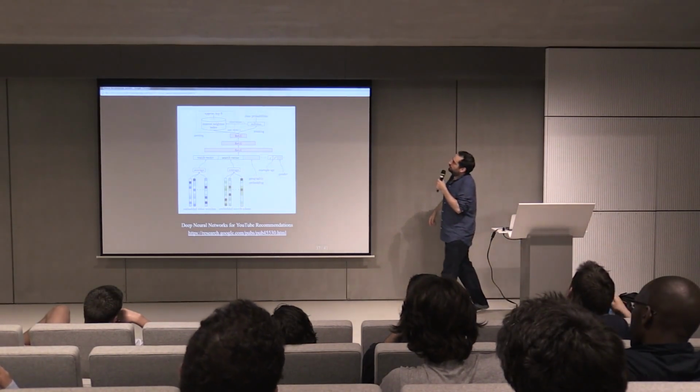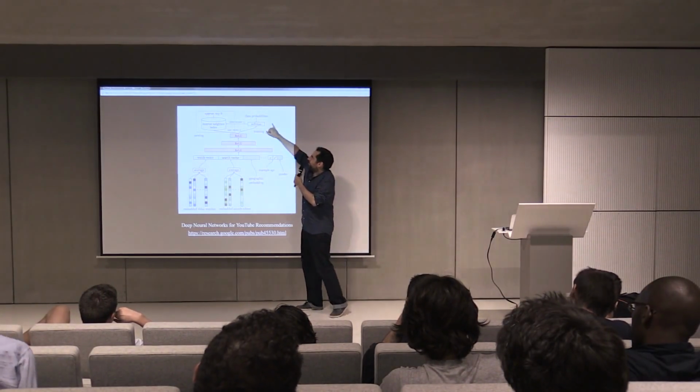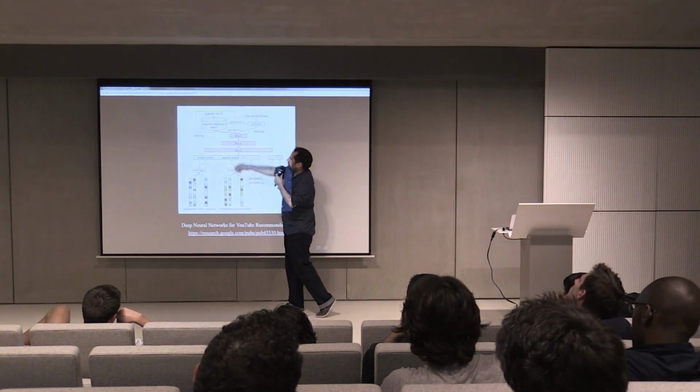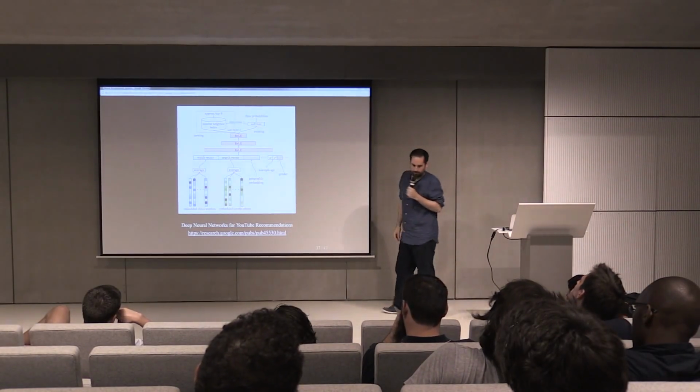And for serving, when you want to make a prediction, you actually don't need to compute the softmax, which can be very expensive. You can just use approximate nearest neighbor search on the last layer of the system before the softmax.